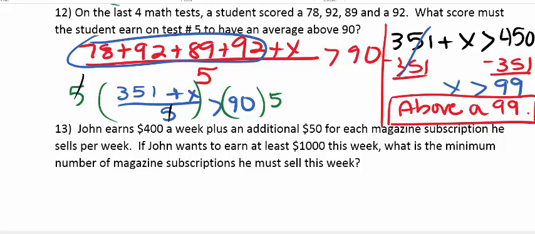We have to multiply both sides by 5, and then subtract 351 from both sides. So we get X, which is our test score for number 5, has to be above a 99.